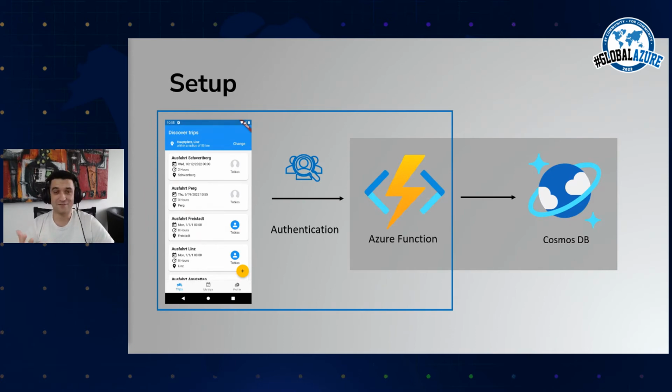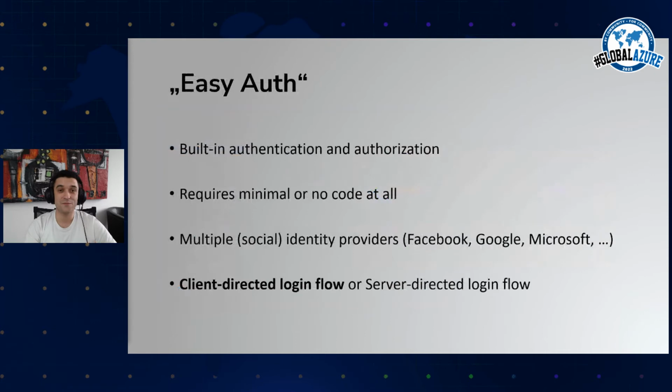And now I've, again, some good news for you. Azure Functions support some kind of built-in authentication, which is often referred to as easy auth. So this built-in authentication requires minimal or no code changes at all. And it works with multiple identity providers. It works with social providers like Facebook, Google, Twitter, and so on. But you could also use your organizational Azure Active Directory.